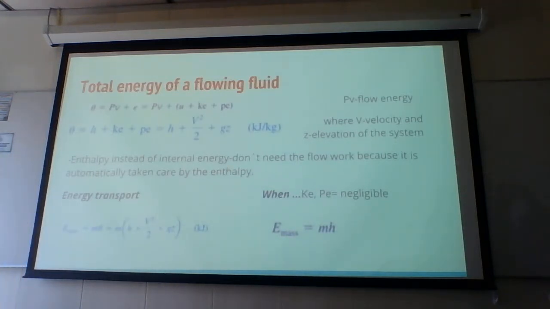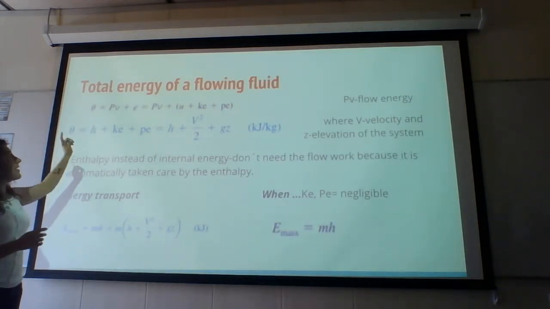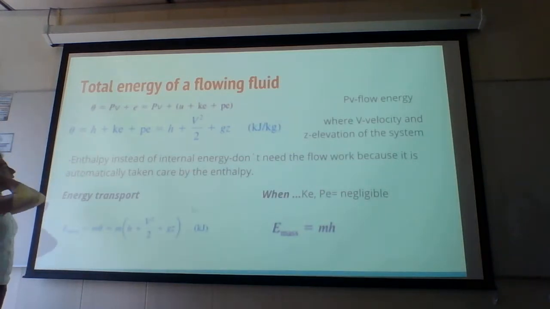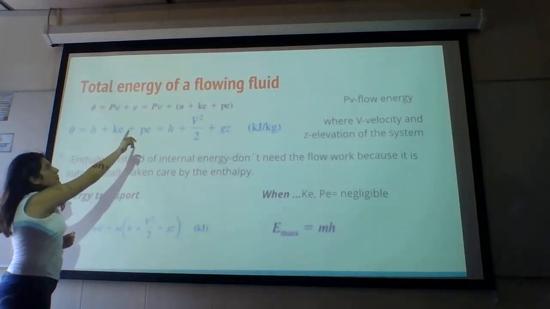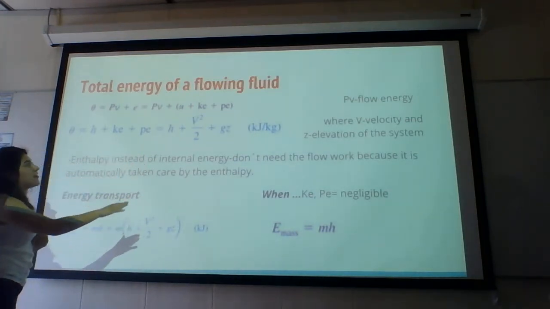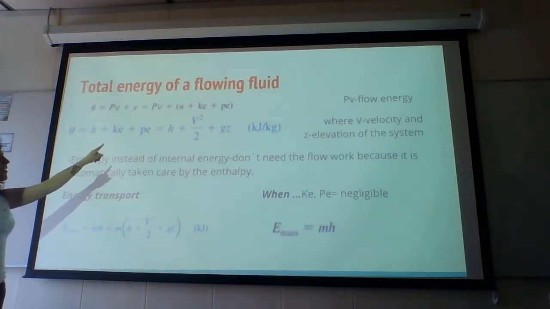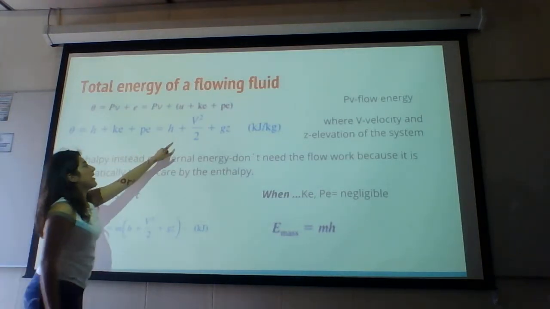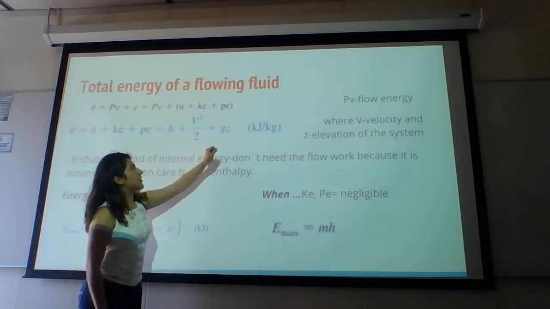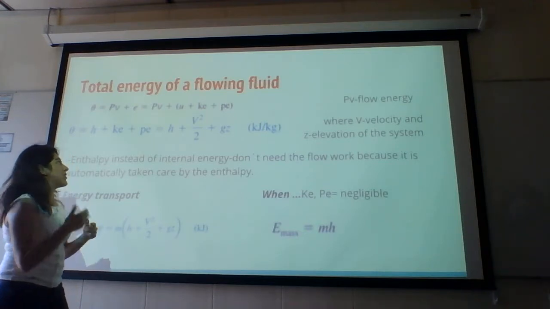For calculating the total energy of a flowing fluid, we have to take into account another term, that is the flow energy, so we are going to add it to the energy. So we have PV plus the internal energy, plus the kinetic energy, plus the potential energy. But we know that PV plus the internal energy equals the enthalpy, so we're going to have this equation. This is the kinetic energy, and this is the potential energy, where z equals the difference in elevation.